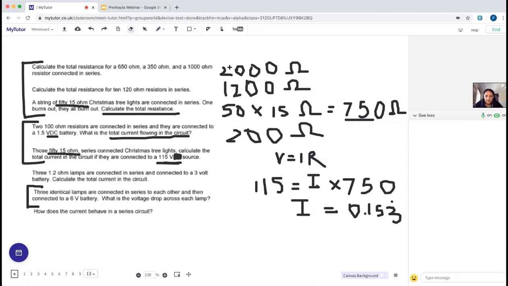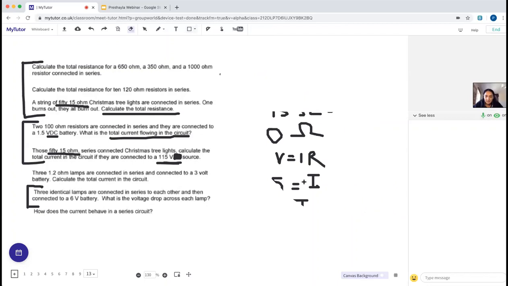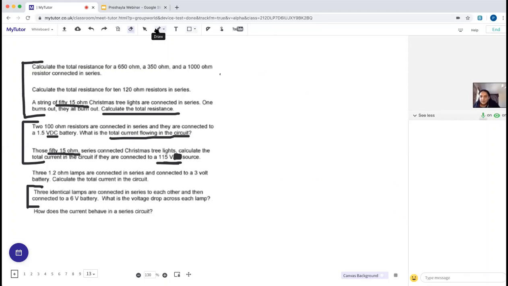So it's kind of like one we've already had. The eager-eyed of you will notice that. Now there are 3 identical lamps. So remember that the voltage drop in series is sum. So the voltage drop across each lamp is 2. And that one was our quicker one.